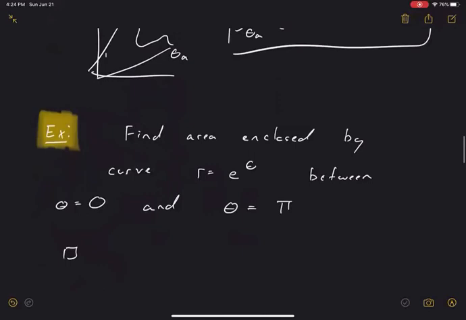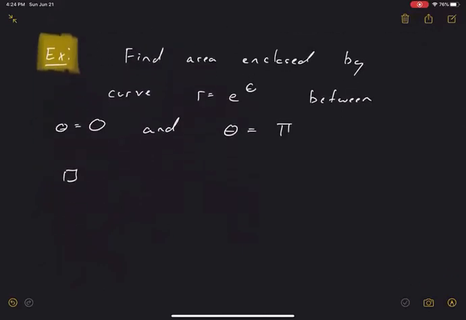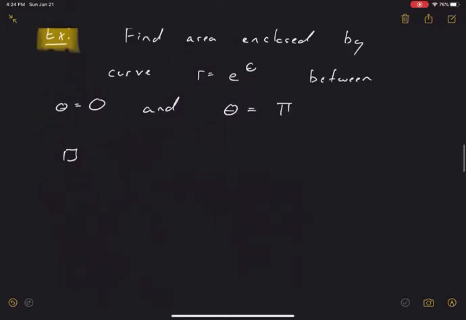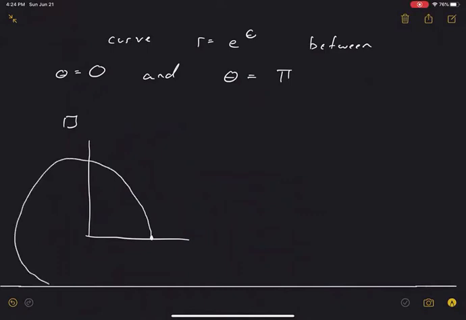Okay. So let's see this in action. Let's do an example real quick. Let's find the area enclosed by the curve r equals e to the power of theta between the angles theta equals 0 and theta equals pi. So first of all, what does this curve look like? At angle 0, our radius is 1, and then as our angle grows, our radius should grow. So our curve should look like one of these outward spiral things.